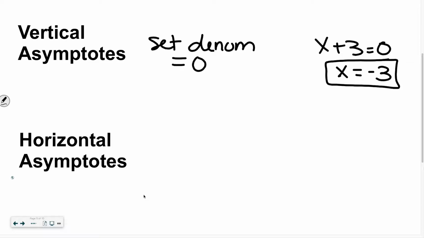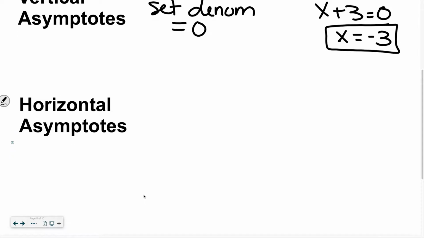Let's say I didn't have a hole, so I didn't cancel x plus 1. It is possible to have more than one vertical asymptote. Be aware of that. All right, horizontal asymptotes. This is something I kind of alluded to back in chapter 1 when we were doing domain and range of rational functions and their inverses. But I said, don't worry, I'll teach it to you in chapter 2.